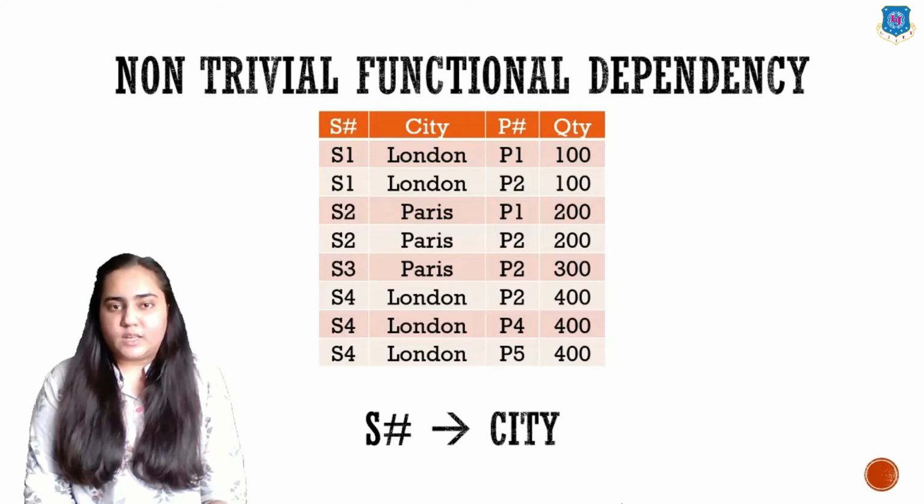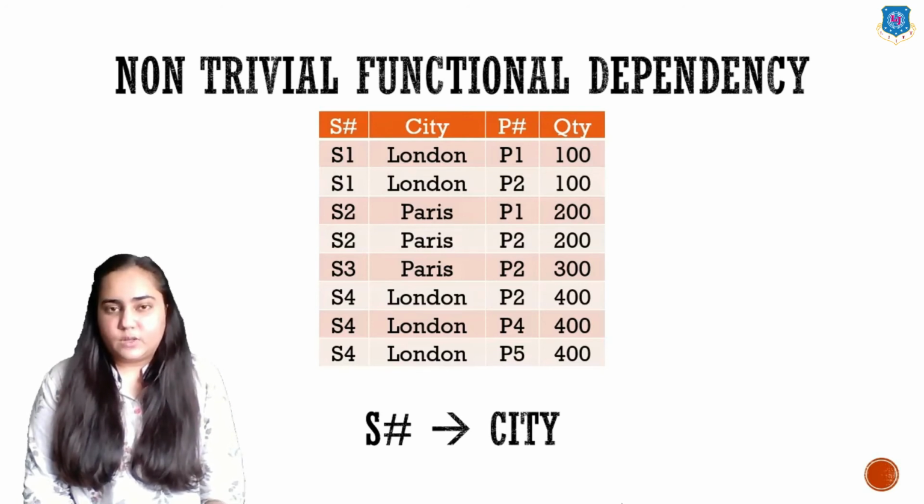And if I ask you where is S3 located, you'll once again answer it's located in Paris, because it appears once in the table with Paris. And if I ask you where is S4 located, once again, you can give me one answer, which is London, because it appears thrice in the table and all three times with London. This is a non-trivial functional dependency, and this is something to take care of. You would try to remove this type of dependency from your table by using a technique called normalization, which we are going to see in upcoming videos.